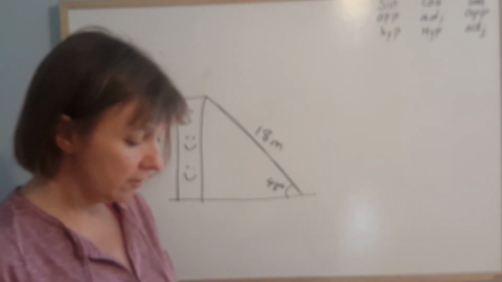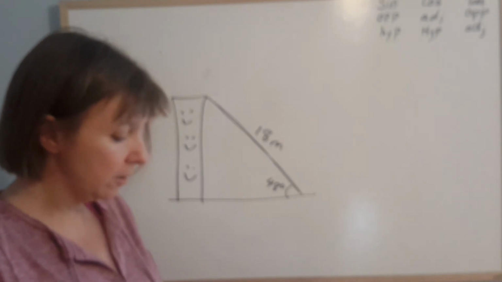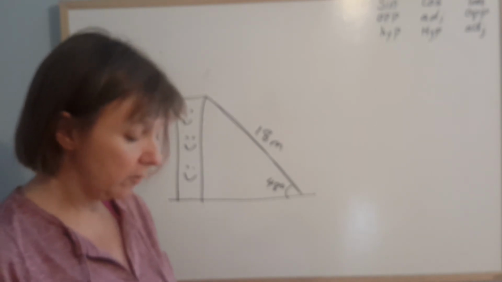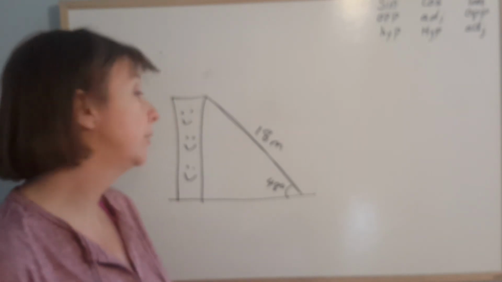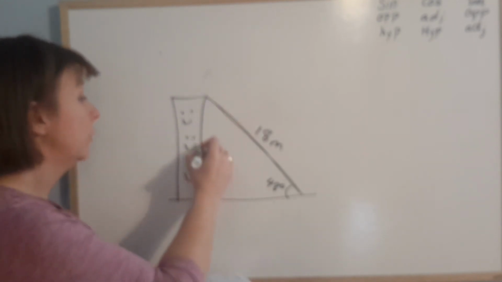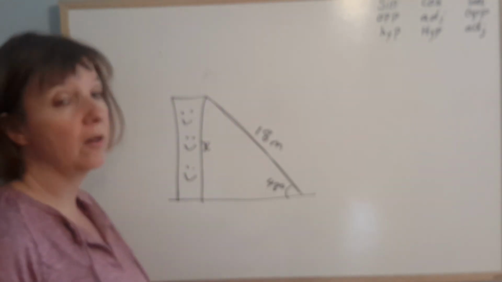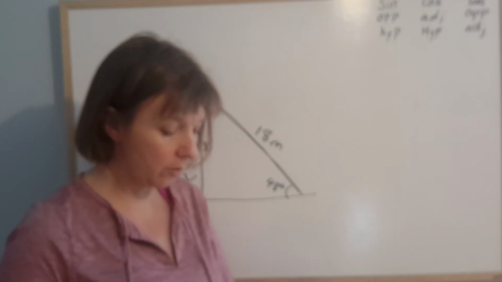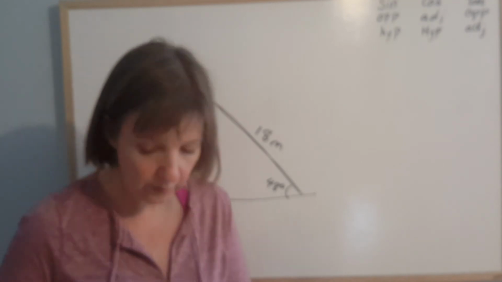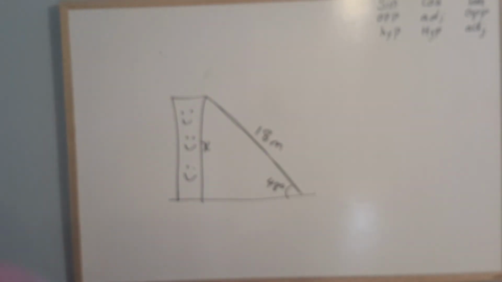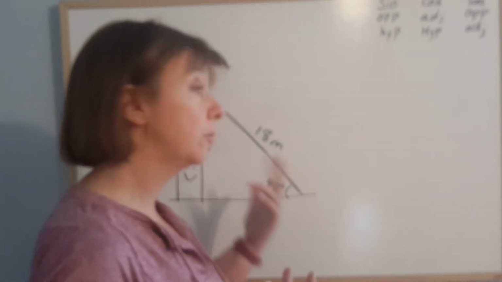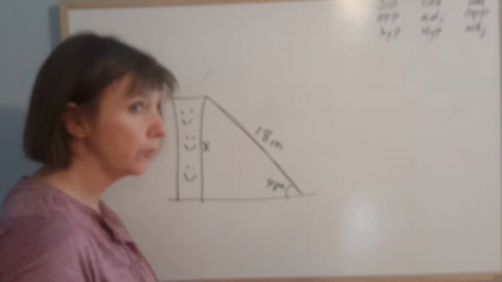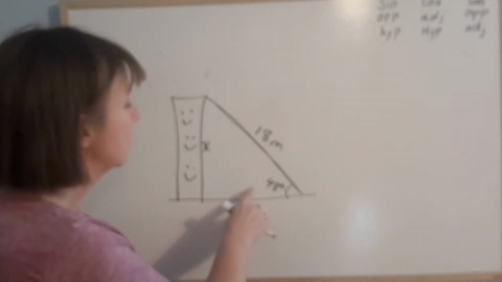Now it says, find to the nearest meter. The first thing it wants to know is the height of the totem pole. So we want to know this over here. So again, we'll just call it X because that's what we're looking for. So that's the first thing. It asks for two things, but that's the first one. So we'll deal with the first one first because that makes sense.